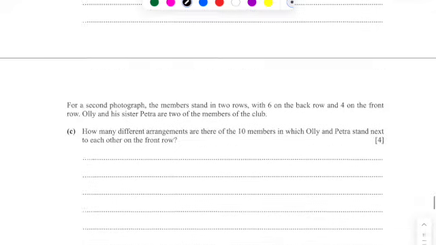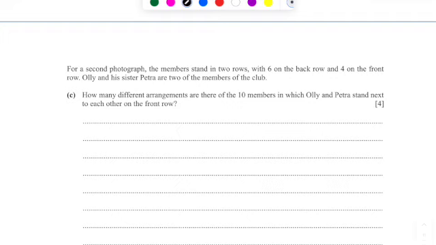34,560. For a second photograph, the members stand in 2 rows with 6 in the back row, 4 in the front row. Ollie and his sister Petra are the 2 other members of the club. How many different arrangements are there for the 10 members in which Ollie and Petra stand next to each other in the front row?